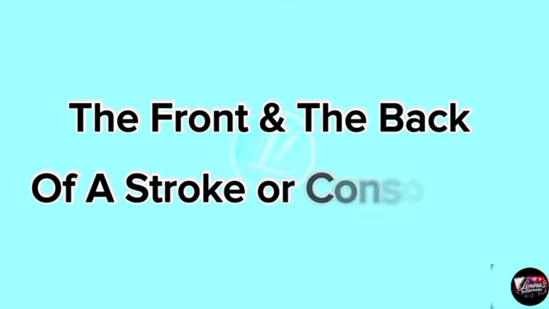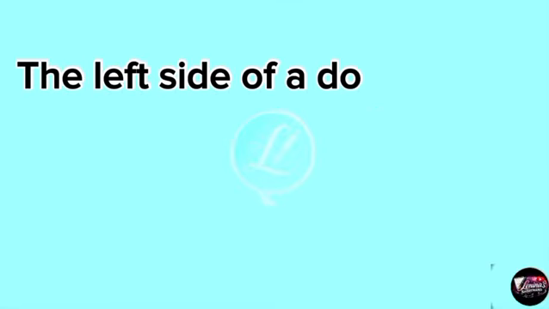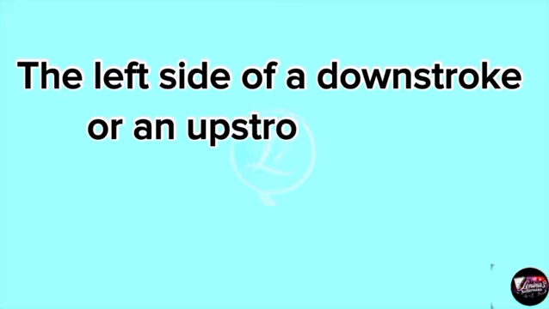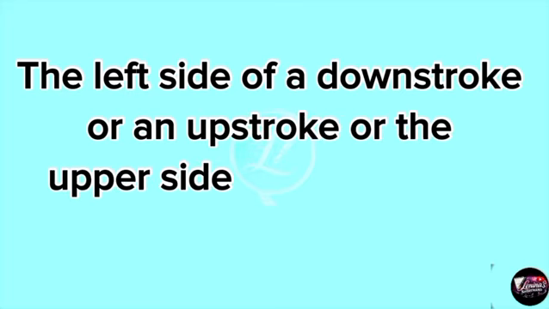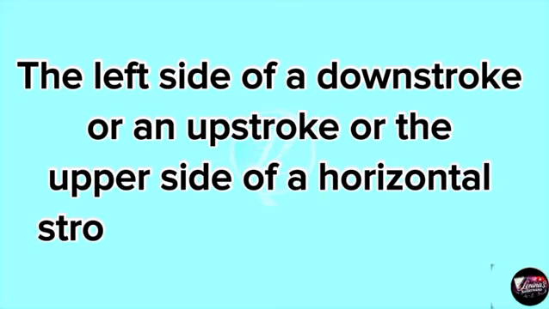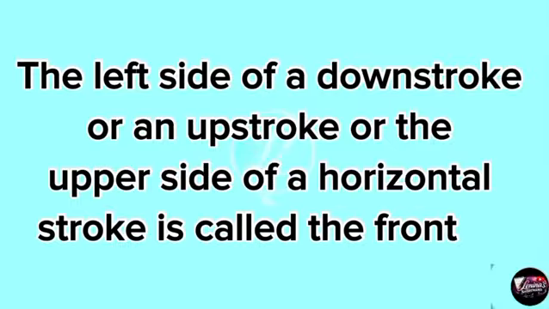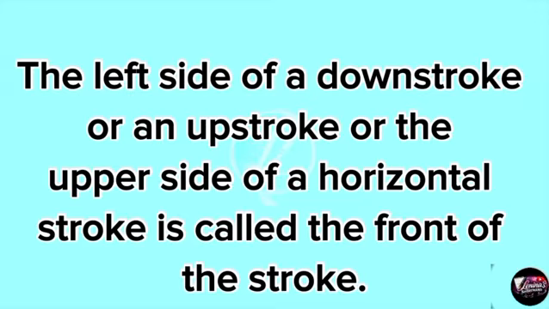Lesson number 3. The front and the back of a stroke or consonant. The left side of a downstroke or an upstroke, or the upper side of a horizontal stroke, is called the front of the stroke.